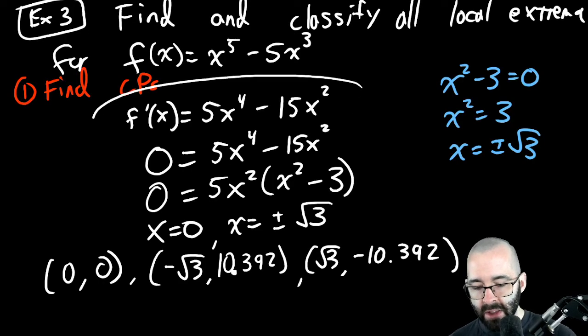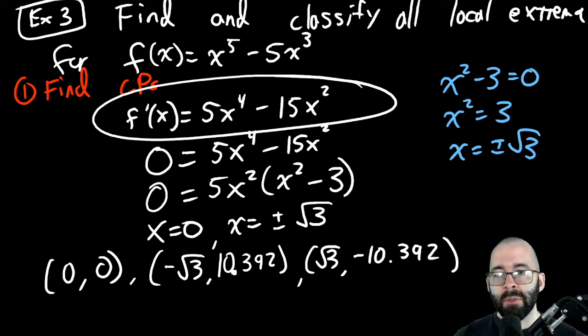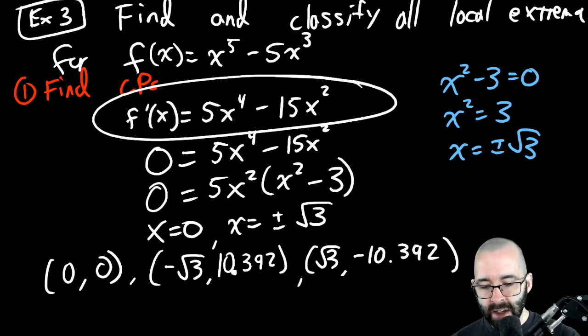So to test the concavity, we need the second derivative. Take the derivative of the first derivative to get the second derivative. Power rule here gives us 20x cubed minus 30x.